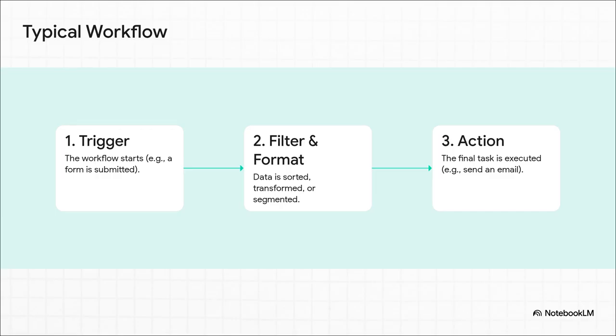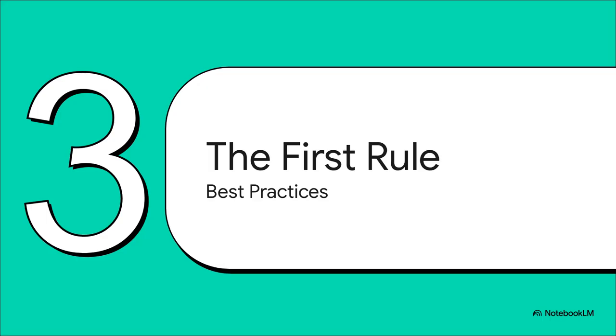So let's put it all together. It's really this simple. A workflow kicks off with a trigger. Then the data runs through some filters to get sorted and maybe reformatted. And finally, that leads to an action where the task gets done. Trigger, filter, action. That's it. That's the whole game. Now that we know the basic building blocks, we have to talk about the single most important best practice.